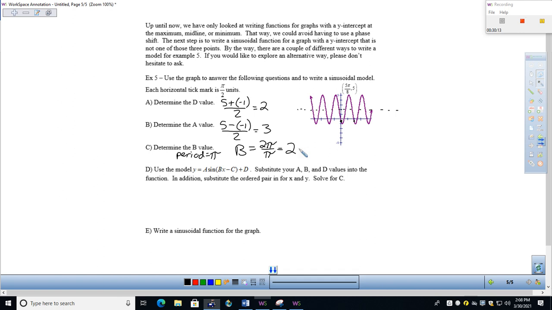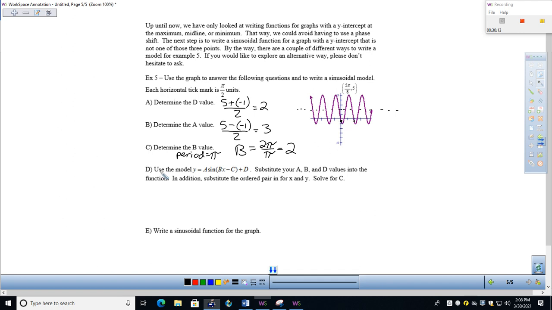All right, very good. So we have A and B and D ready to go. We cannot avoid the C value here. Because the y-intercept is not at one of those 3 main points, minimum, midline, or max, then we need to incorporate some type of C value.